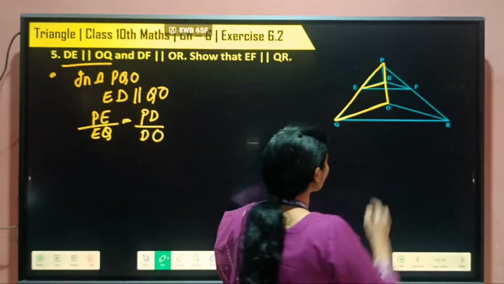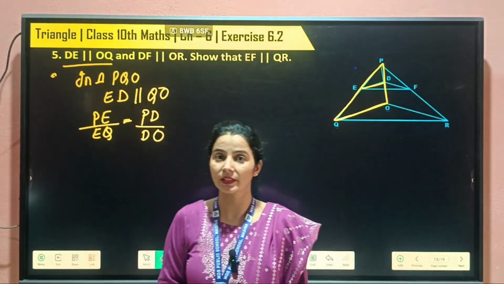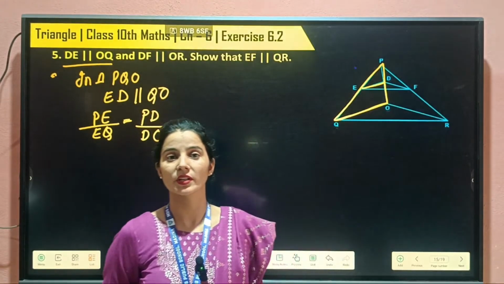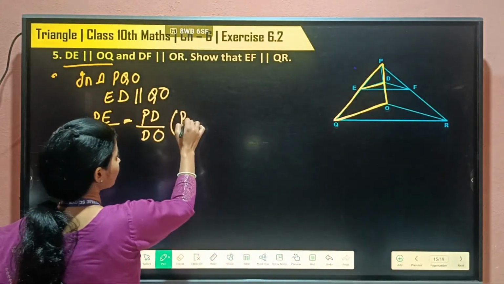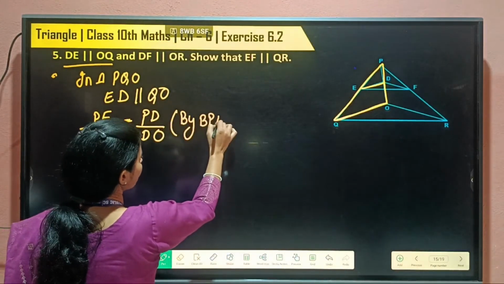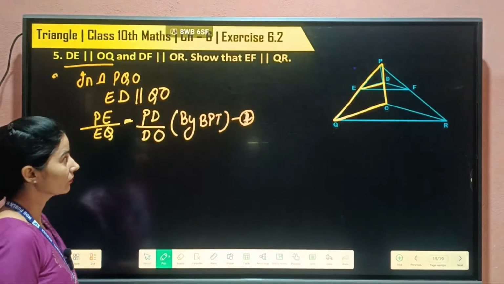It states that if a line is drawn parallel to one side of a triangle intersecting the other two sides at two distinct points, then these other two sides are divided in the same ratio. So by BPT, this is equation number 1.